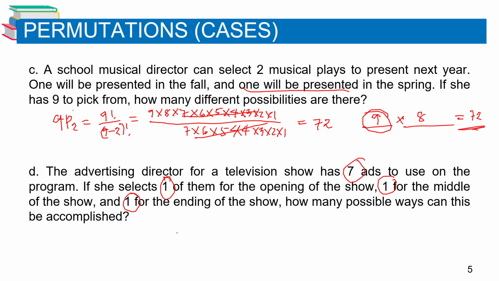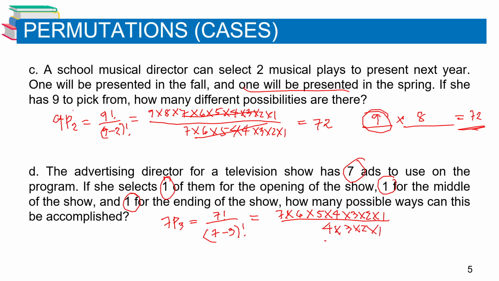By the use of permutation, we have 7 permutation of 3, which is equal to 7 factorial over 7 minus 3 factorial. That is equal to 7 times 6 times 5 times 4 times 3 times 2 times 1 over 4 factorial, which is 4 times 3 times 2 times 1. So cancel this part. We have 7 times 6 times 5, that is equal to 210. Okay, so that's all for this part.